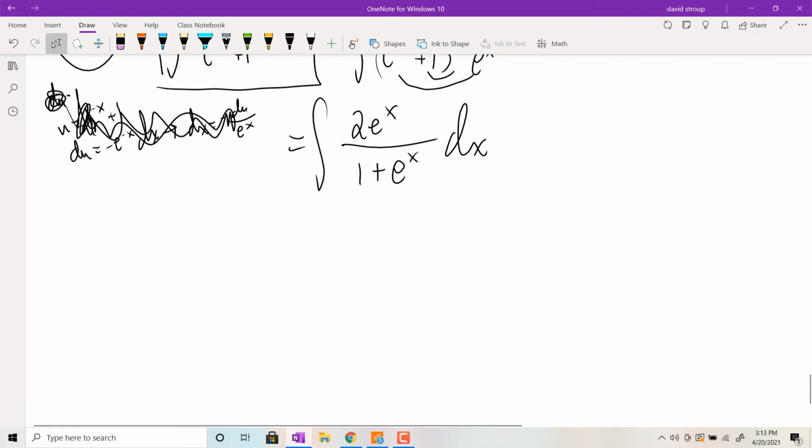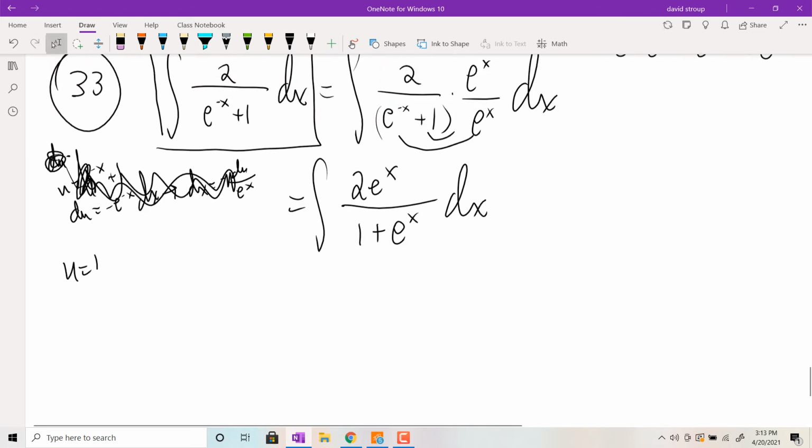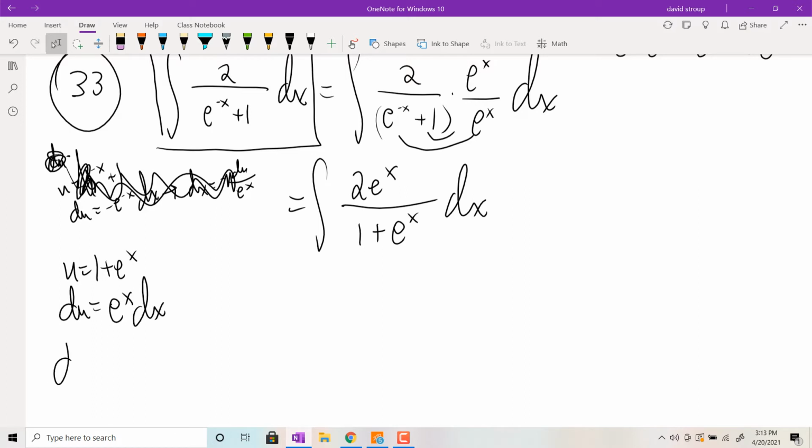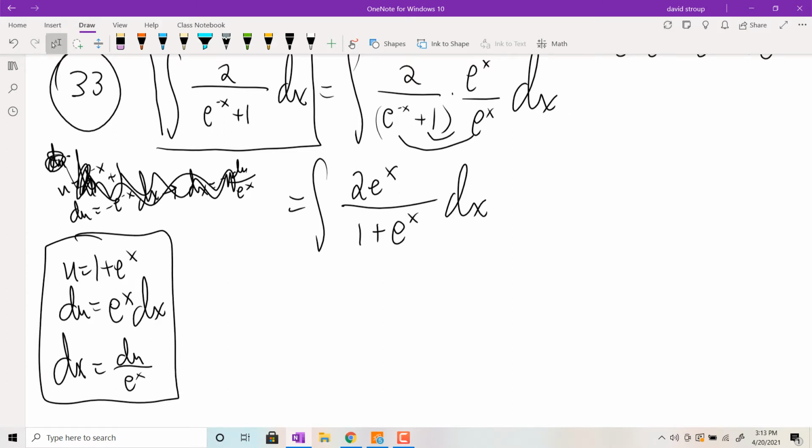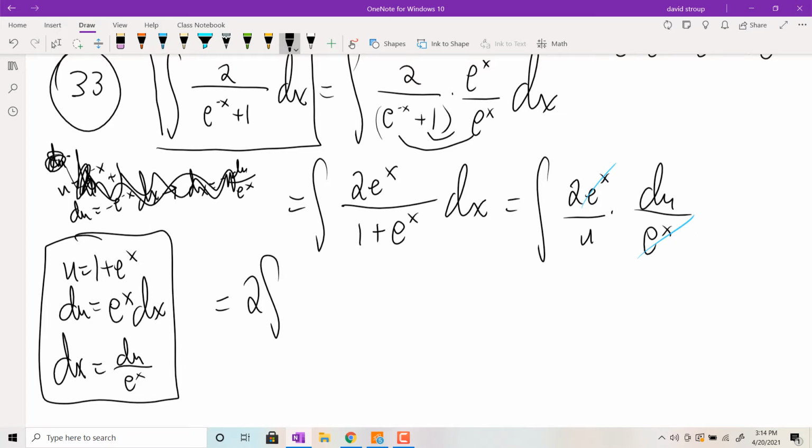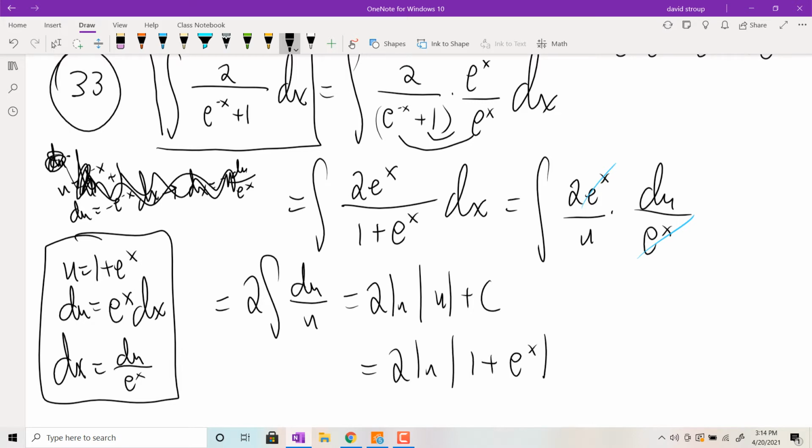And then you could do a u sub for the denominator. So u is 1 plus e to the x, du is e to the x dx. And then dx is du over e to the x. Okay. So we get the integral of 2e to the x all over u times dx, which is du all over e to the x. Then there's a nice cancellation. You can factor out the 2, and you're just getting a log integral. Du over u. That's 2 ln absolute value of u plus c. And then that'll be 2 ln absolute value of 1 plus e to the x plus c. Okay.